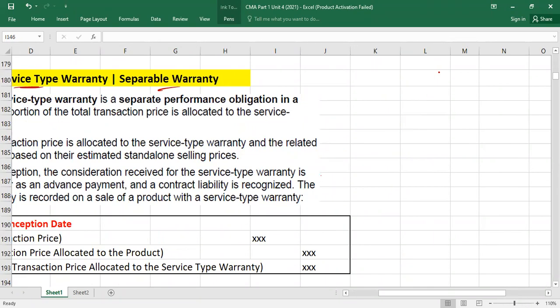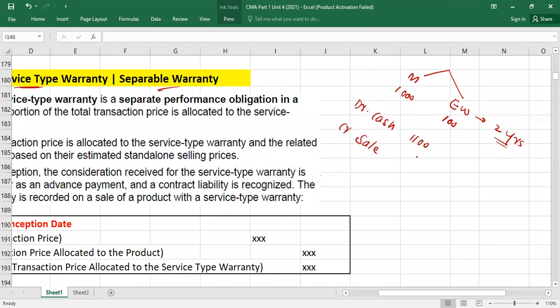For example, you sold a mobile for $1,000 and you sold an extended warranty. Which warranty? Extended warranty for $100. Right? And this extended warranty is for how many years? I am assuming, for example, 2 years. So what entry will you pass initially? Initially, you will debit cash. Because how much cash have you received? 1,100. Okay? And then you will credit what?